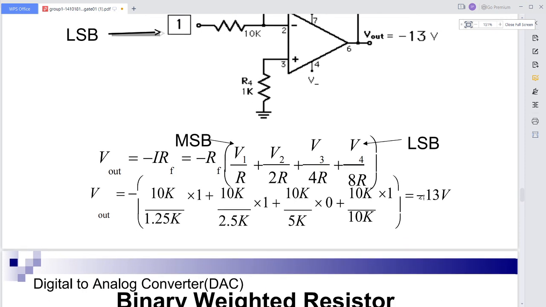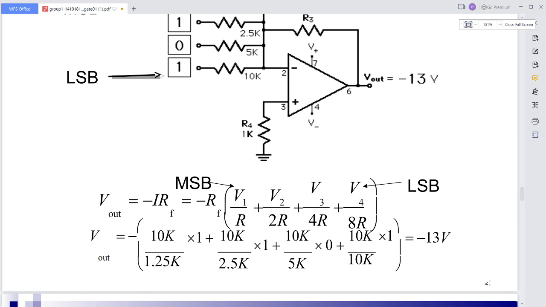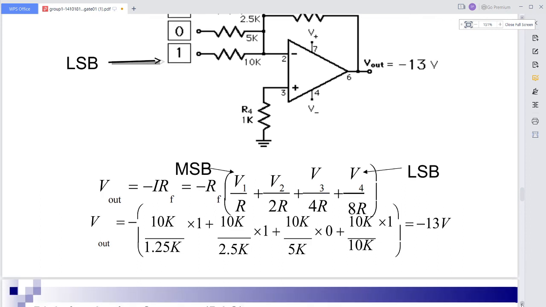The minus is there because we have operated the operational amplifier in the inverting mode. If we operate the same operational amplifier in non-inverting mode, we will get the answer as plus 13 only. That means whatever data we gave in binary form, we got the answer in analog form, that is minus 13 volts. Likewise, digital form of data is converted into analog form.